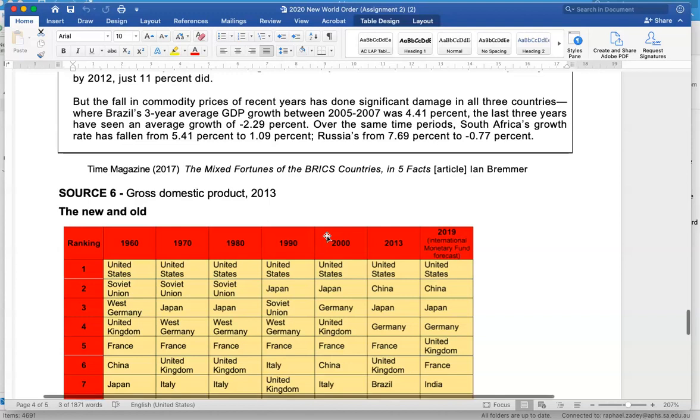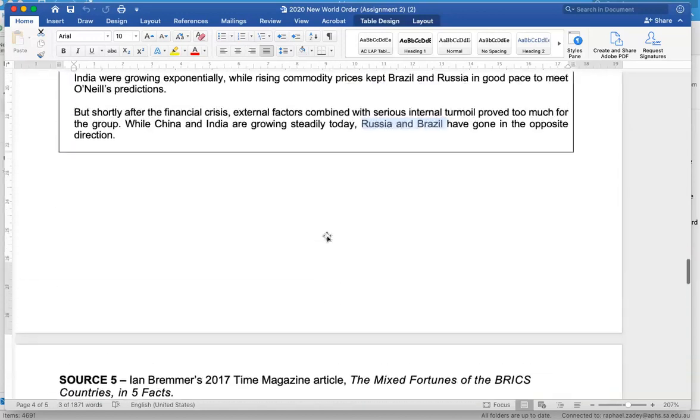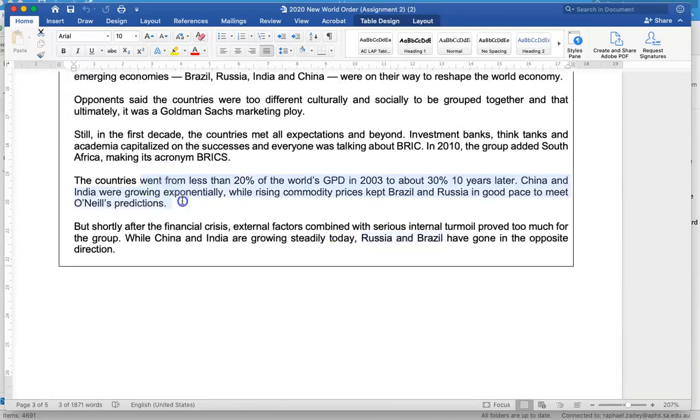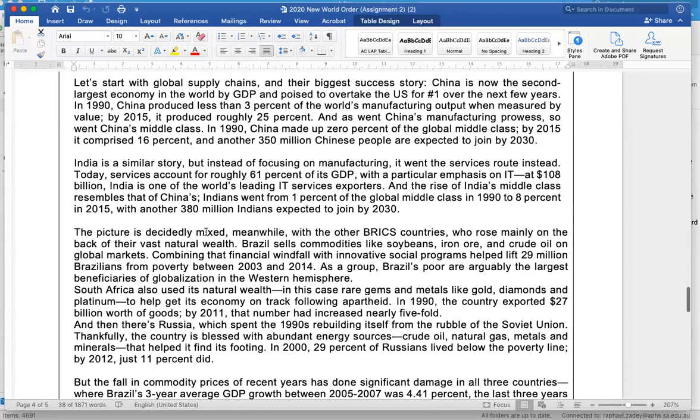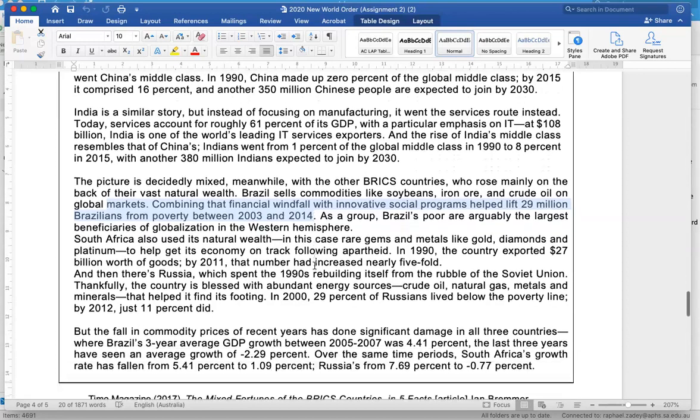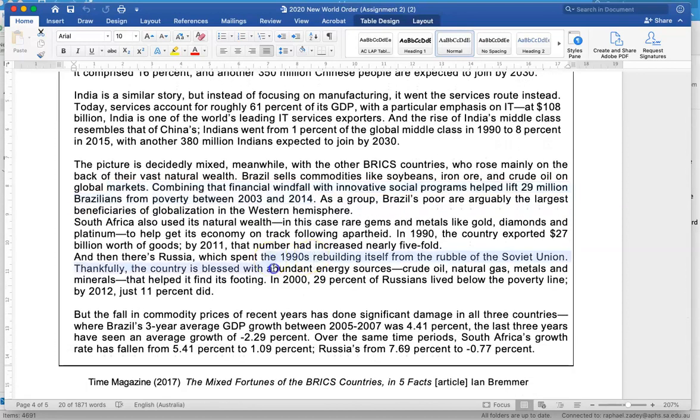All sources support the idea that in the early 2000s, the economic power of China and Brazil and India rose. And we saw that here, where we saw that growth of 10% of the world's trade in only 10 years. And then when we come down here, we see a similar situation with people in Brazil moving from poverty in about the same period in the early 2000s. And we also see that from the 1990s through to 2012, we see growth in Russia.